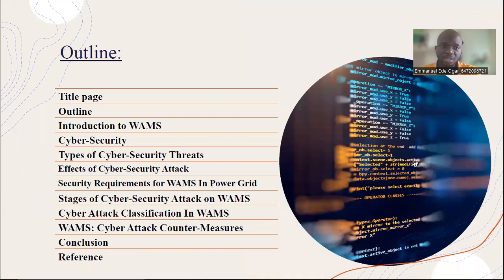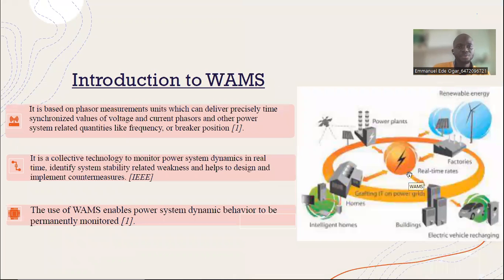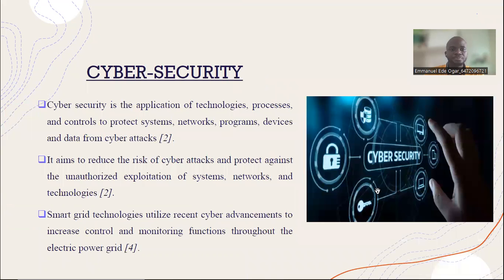This is my outline page. Before I begin, I would like to introduce us to the concept of WAMS. WAMS simply means Wide Area Monitoring Systems. It is a collective technology that is used to monitor power system dynamics in real time or near real time. It is also used to identify system stability related weaknesses and helps to design and implement countermeasures.